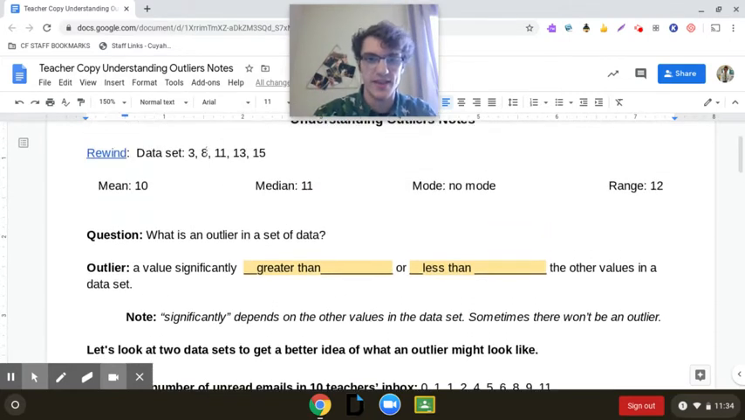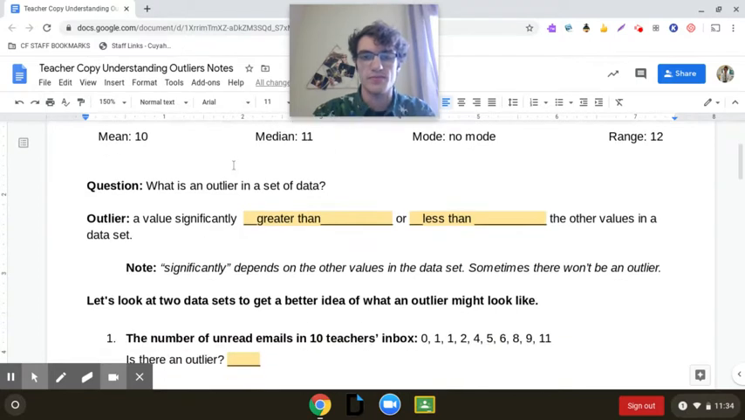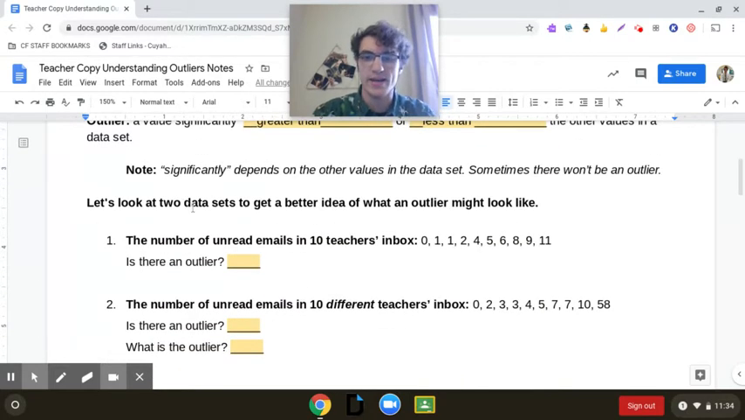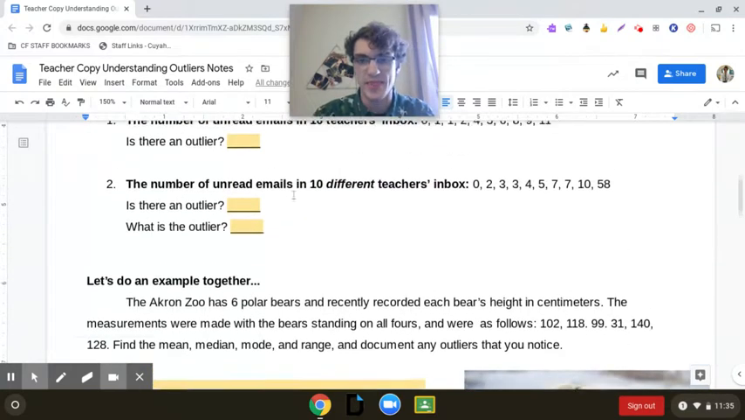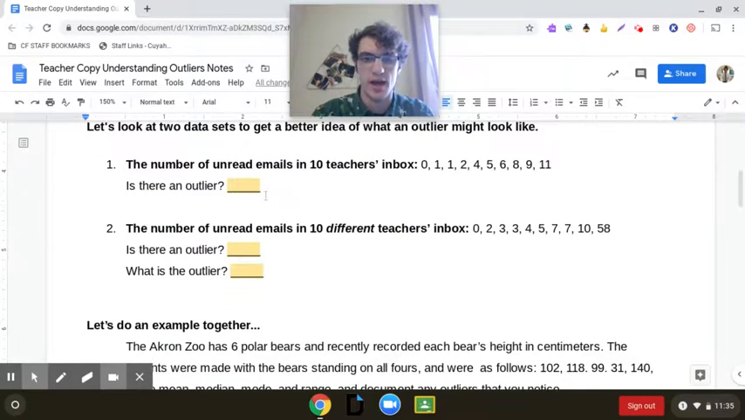Up here in this data set, there is not an outlier, because 3 isn't significantly less than the rest of the data, and 15 isn't significantly greater than the rest of the data. We're going to look at a couple data sets to get a better idea of what an outlier might be. Again, this might be a review. I promise we will be doing non-review things soon. Probably on Wednesday, we'll talk about the effect of an outlier.